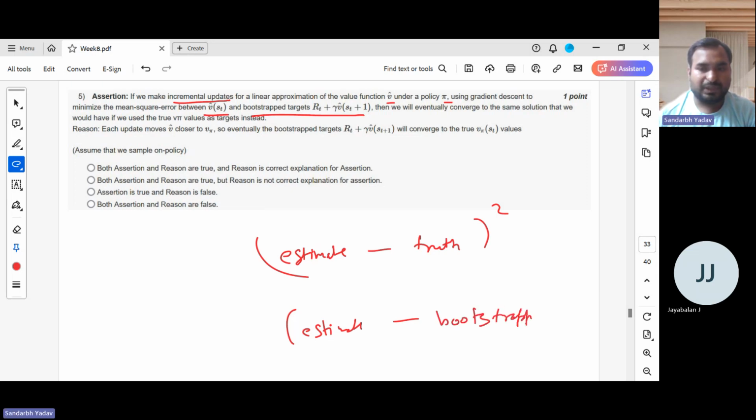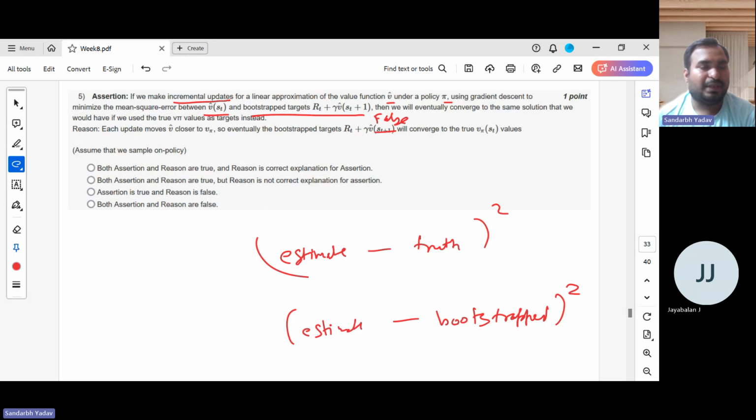So are these two equivalent? They are saying, will they land and eventually converge to the same solution? Not necessarily, right? This need not happen. So this is false. First one is definitely false. For the second one, if the first one is false, you'll get the answer either way. But let's see the reason also.